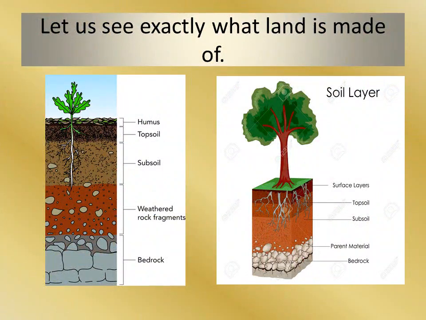Let us see exactly what land is made of. The sequence in which the layers of soil are present from top to bottom is as follows: humus on the topmost layer, immature soil, layer of soil and small rocks, and bedrock. What is humus? The topmost layer of soil is formed by decomposition of remains of plants and animals. This is known as humus.